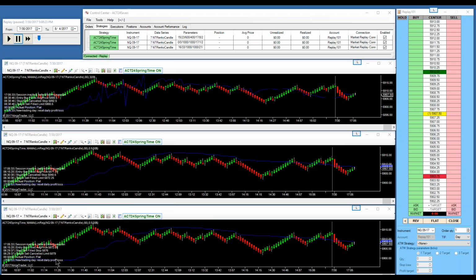3 Nasdaq charts, all in the 7 NT Renko candle size. We have 3 different strategies, all with different entries. 2 of them have the same targets and stops, and 1 has a different target and different stop. So we will start the replay now.